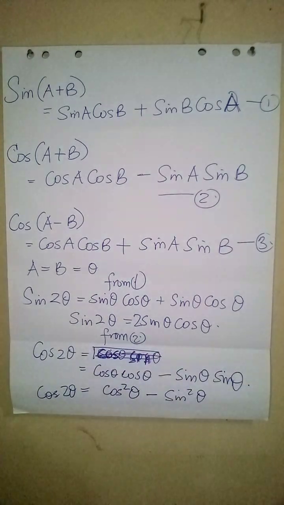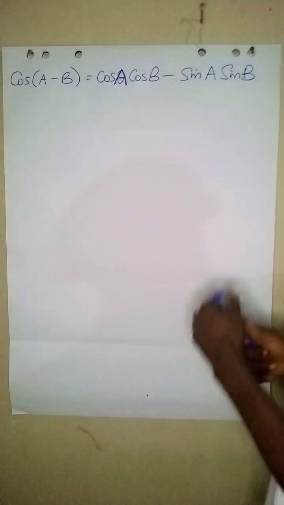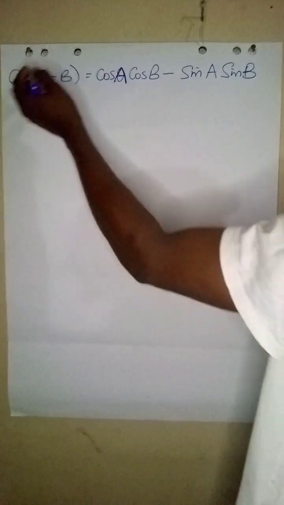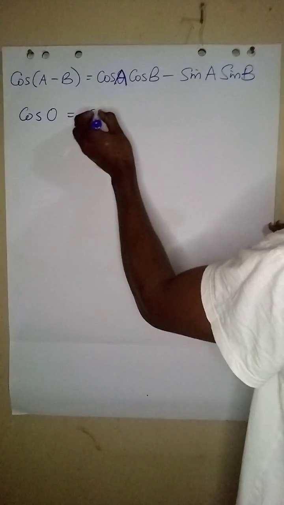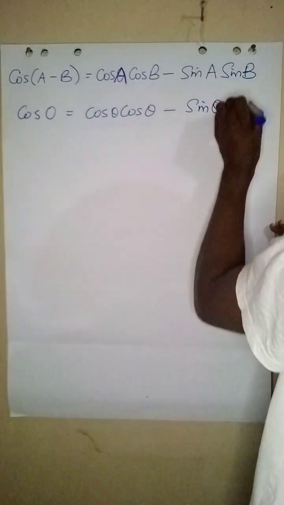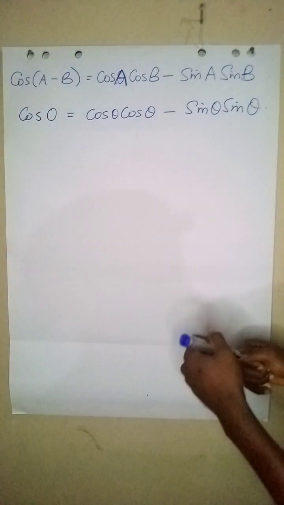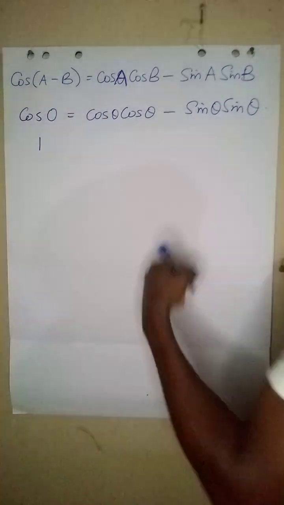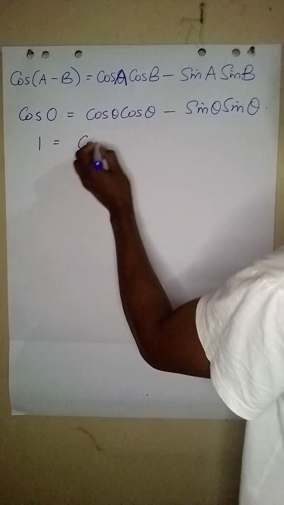Likewise, I would like us to consider the third equation. In the third equation, we put A equals B equals theta. This will be cos 0 equals cos theta cos theta minus sine theta sine theta. You see cos 0, from the trigonometric cos graph, meets at 1 when x is equal to 0, the horizontal axis being 0, so that's going to be 1, and this equals cos square theta.